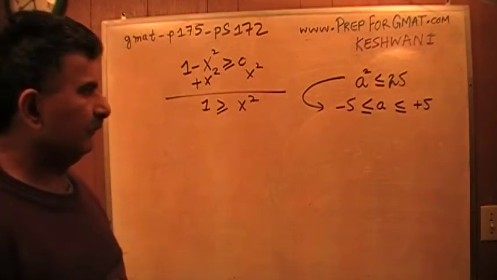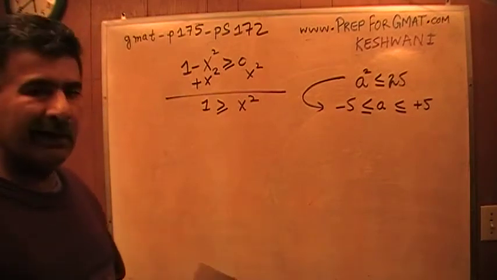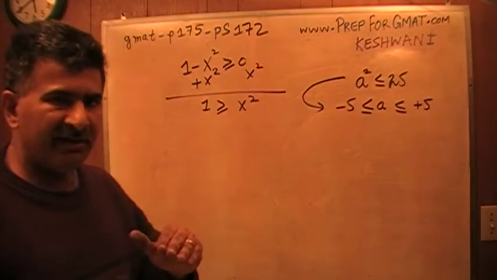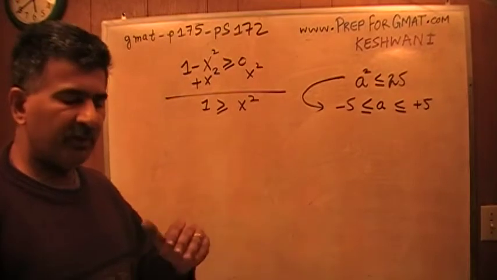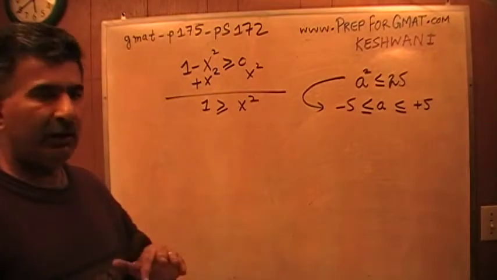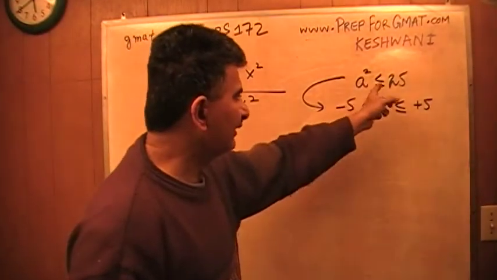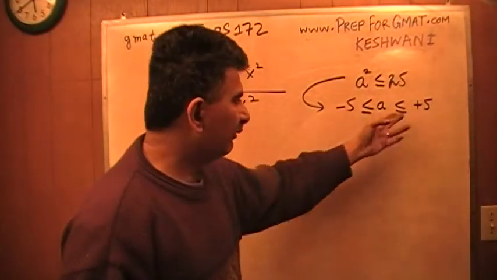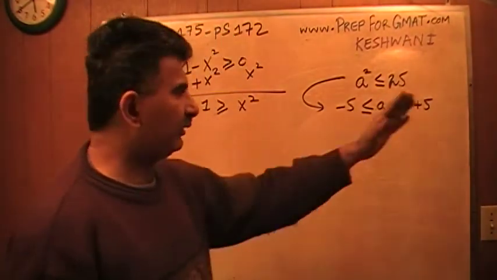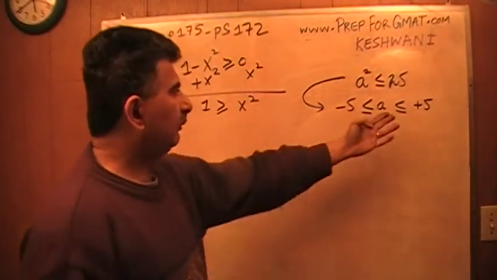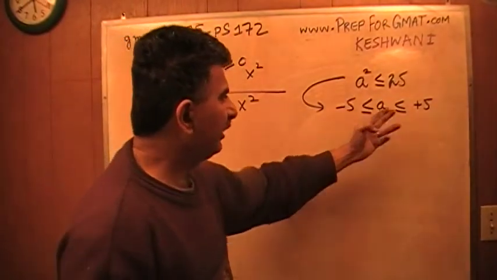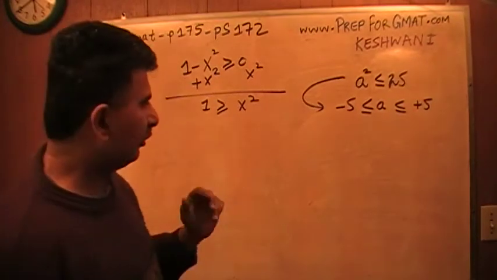Why is that? In an equality, we can simply say that a is either positive 5 or negative 5. When we're dealing with inequality, whether it is a squared is less than or equal to or more than or equal to, doesn't matter. If it's more than, we'll fall in the outside part. But when it's less than, it has to be between negative 5 and positive 5. Why is that? Let me show you why.